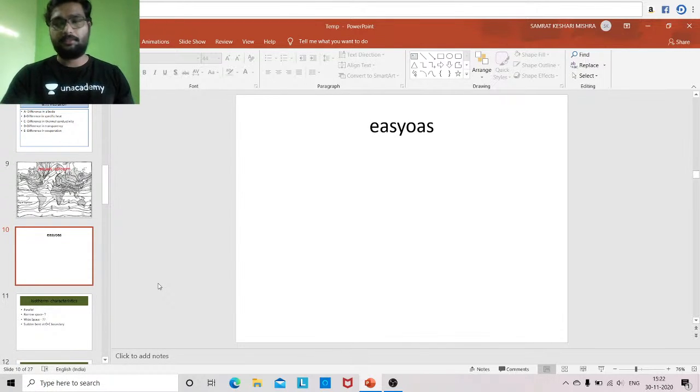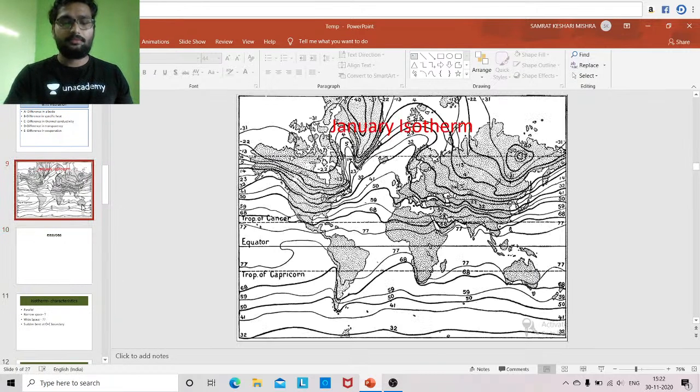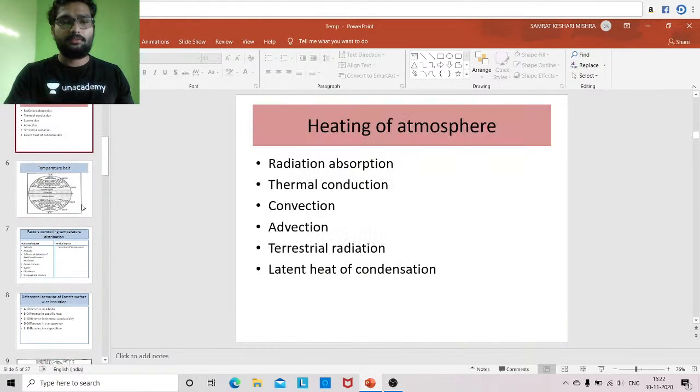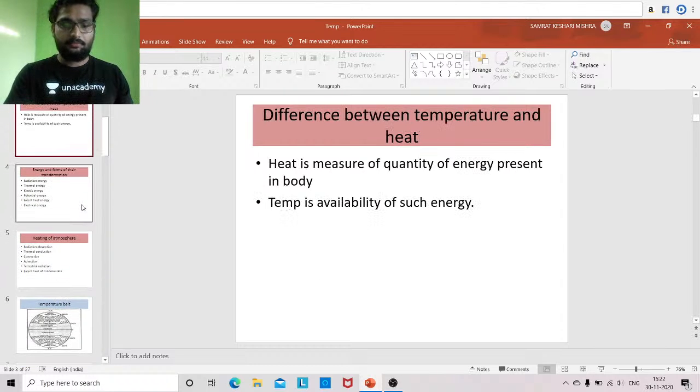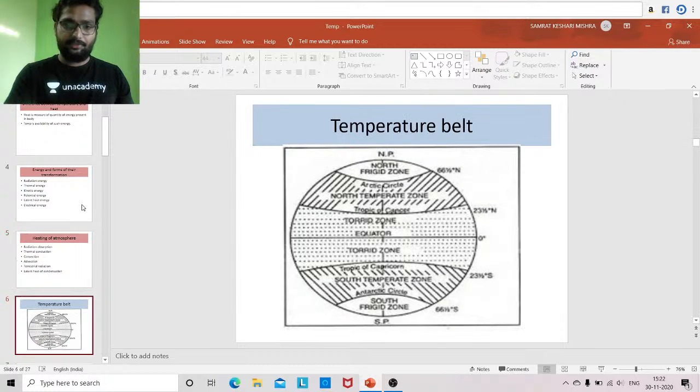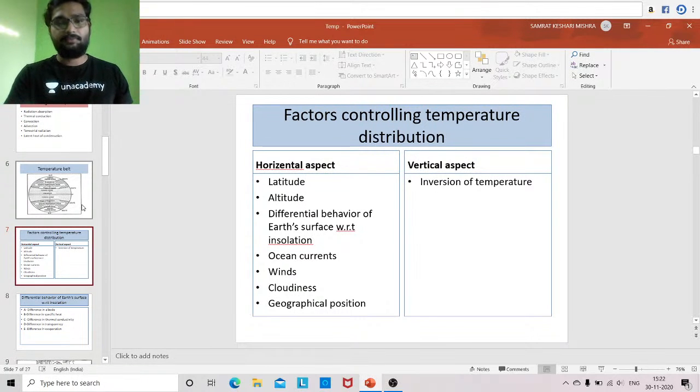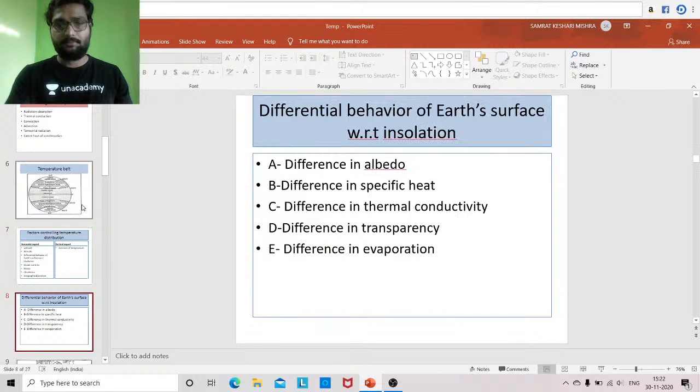So we have started the discussion on climatology. We have discussed concepts related to insolation, heating of the atmosphere, energy and forms of their transformation, temperature belt, factors controlling the temperature distribution. In that we have discussed all the horizontal aspects: latitude, altitude, differential behavior of the Earth's surface, ocean currents, winds, cloudiness, geographical position. Now we will discuss the vertical aspect of temperature distribution, that is the inversion of temperature.